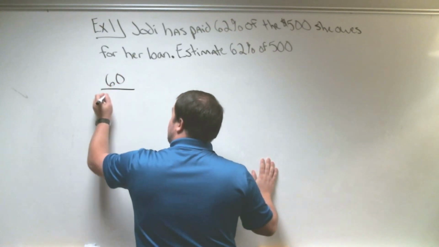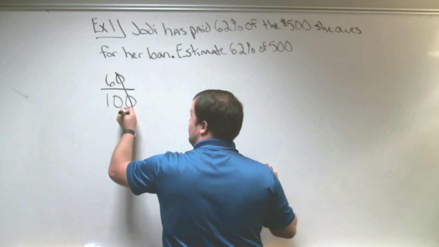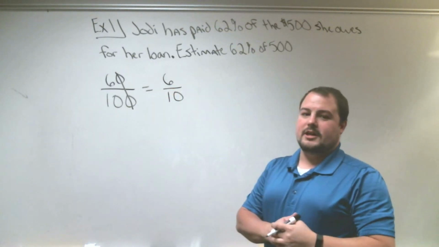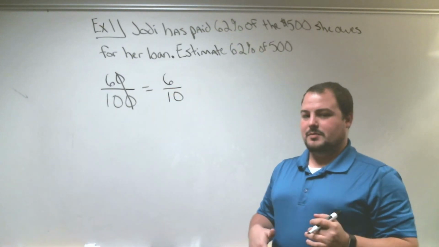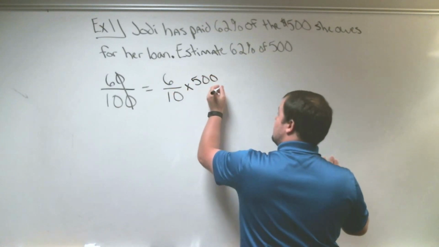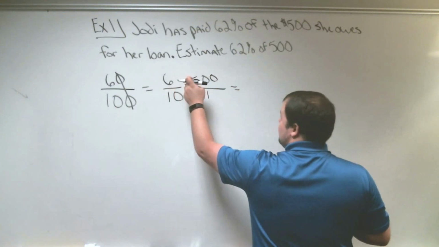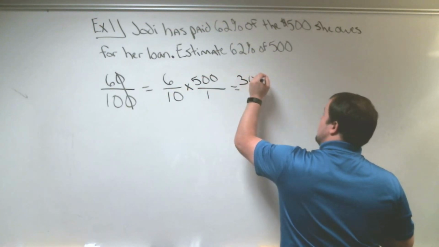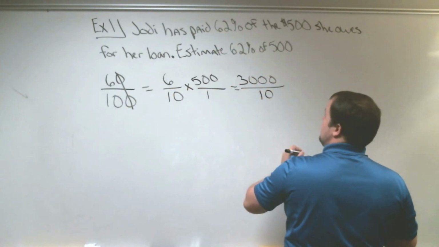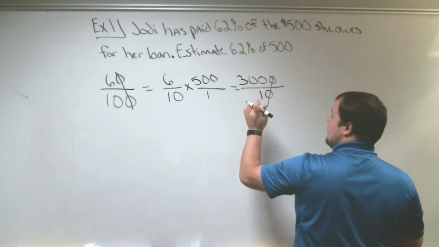So she has paid 60 out of 100. Since I have a 0 on top and bottom, I'm going to cancel that out. That means she has paid 6/10 of her loan. So 6/10 is the number I'm going to use. She's paid 6/10 of 500. I can put 500 over 1, like we did in the past. 6 times 5, that's 30. Add 2 zeros, that's 3,000. 10 times 1, that's 10. Since I have a 0 at the end, I can cross that out, and I can see that she has paid 300 over 1.